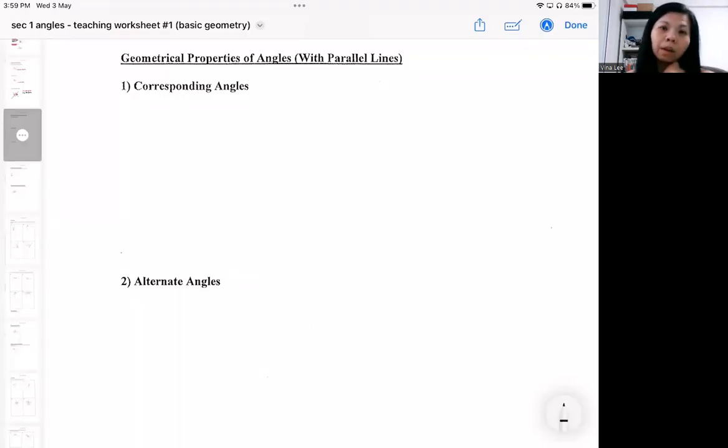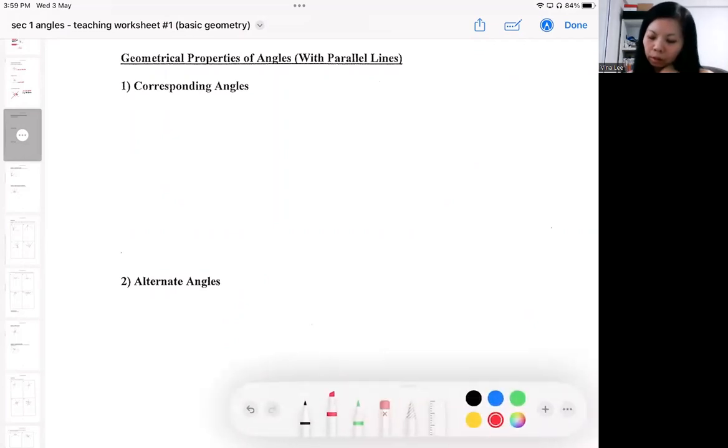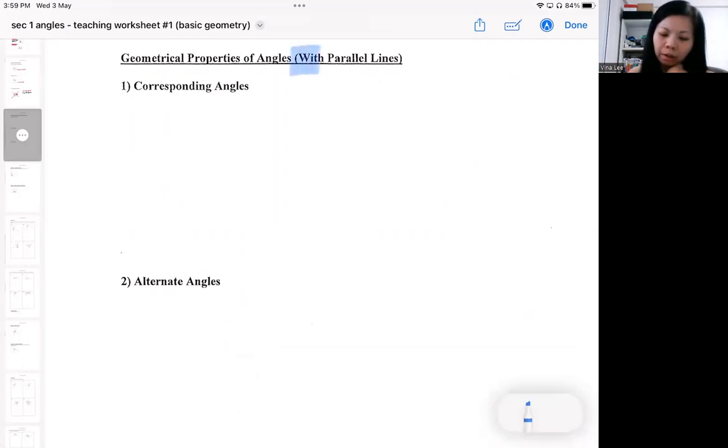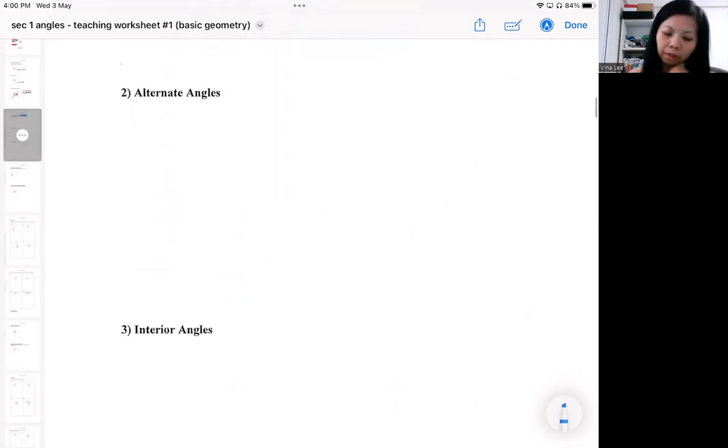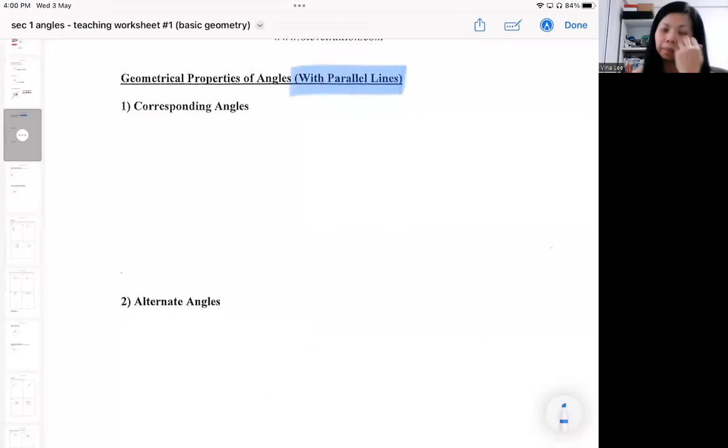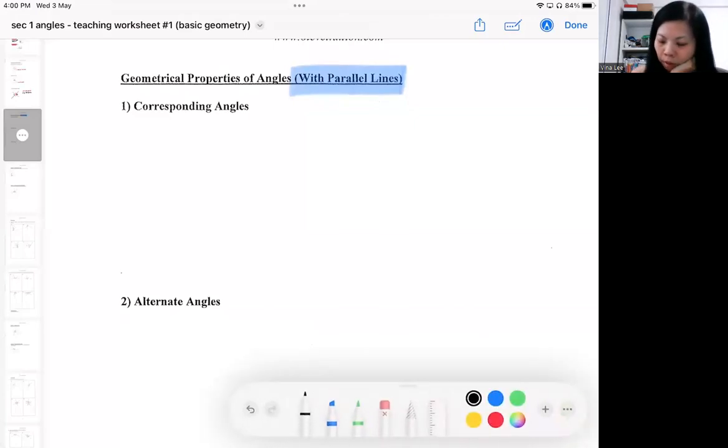This part on properties will be one of the very important parts, and it has to do with parallel lines. I'm going to explain to you the three properties with parallel lines, and this is also one of the things that a lot of students forget. They might forget corresponding angle, alternate angle, or interior angle. Okay, so I'm going to show you. I'm going to fix the parallel line first.